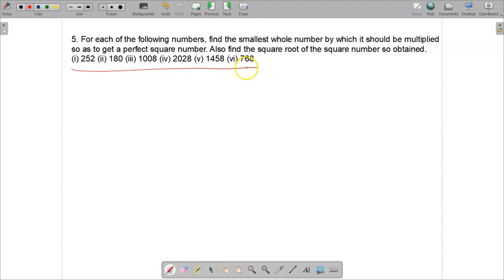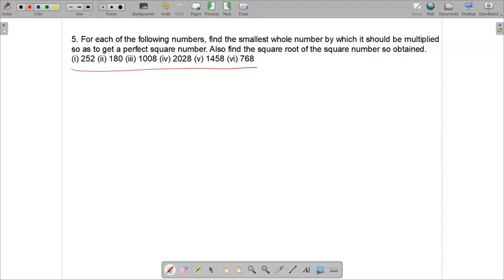So these are not perfect squares. By seeing the unit digit itself, we can say that these numbers are not perfect squares, okay. But we have to make these numbers perfect squares by multiplying by the smallest whole number, okay. So that smallest whole number we have to find out, and once we make these numbers new square numbers, we have to find out the square root of that number also, okay. So that is what we are going to do.